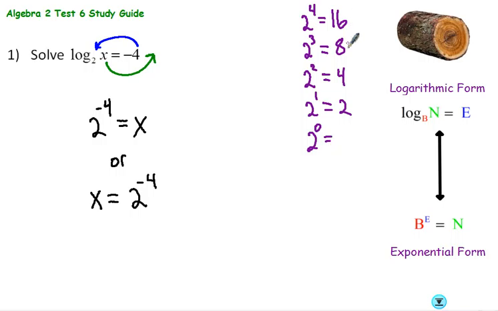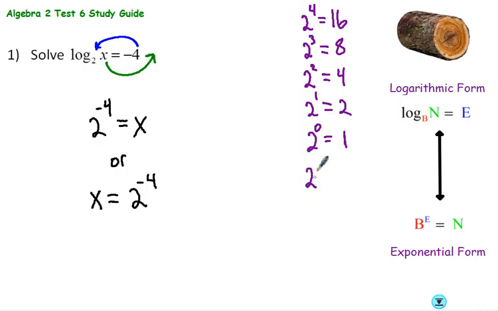From 16 to 8 to 4 to 2, those numbers are being divided by 2. 16 divided by 2 is 8. 8 divided by 2 is 4. 4 divided by 2 is 2. So what do you think is going to go right here? Well, 2 divided by 2 would be 1. And then notice what happens if I keep counting down. Look at the exponents. They went from 4 to 3 to 2 to 1 to 0.